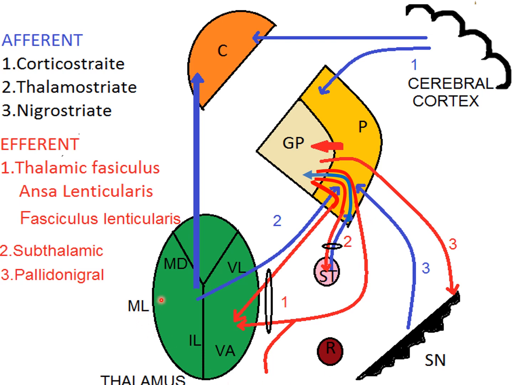Now coming to the efferent connections, most of the efferent fibers from the putamen go to the globus pallidus, and then apart from this, the efferents are the thalamic fasciculus, the subthalamic fasciculus, and the pallidonigral pathway.